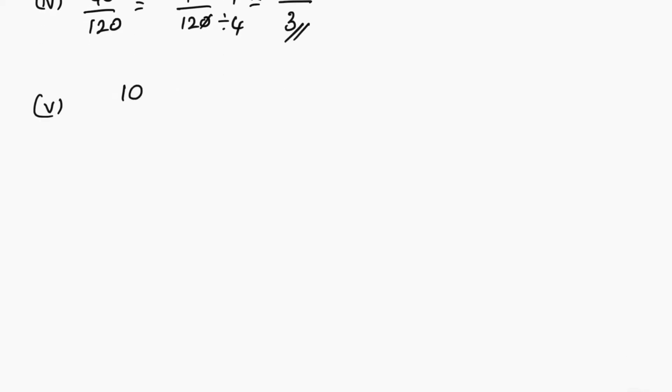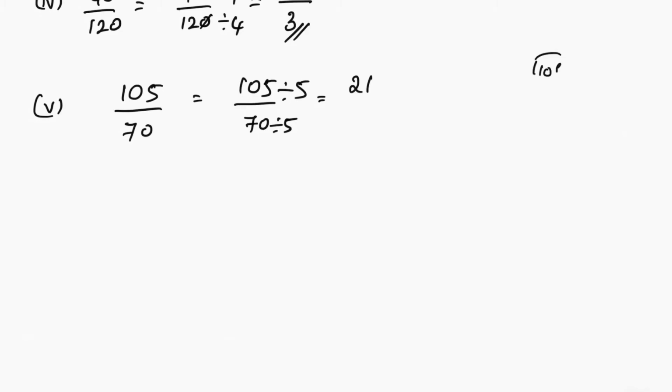Now, fifth question. 105 by 70. That is equal to, I can write as 105 by 70 divided by 5 divided by 5. So, 105 divided by 5 is how much? 21. Correct? 105 divided by 5, 5 2s are 10, 5, 1. Divided by 70 divided by 5, 5 14s are 70. So, 21 by 14. Again, can we do it? Yes. You can divide both of them by 7. Right? So, how much will you get? 3 by 2.